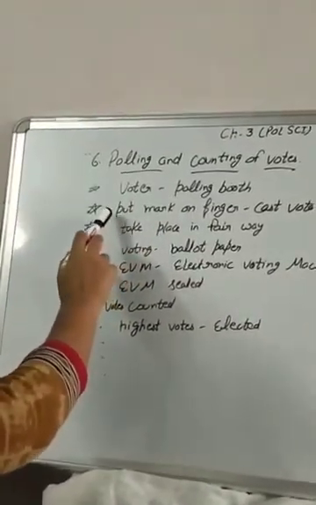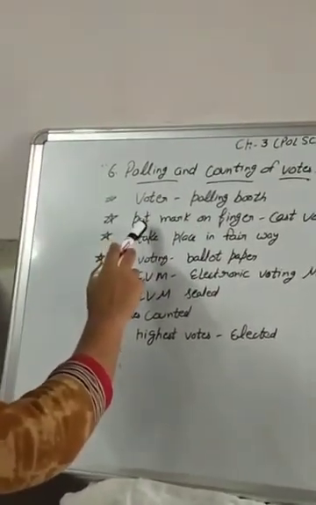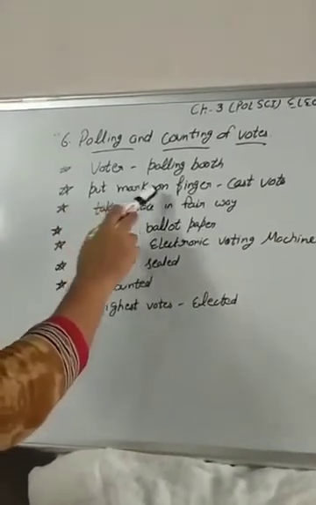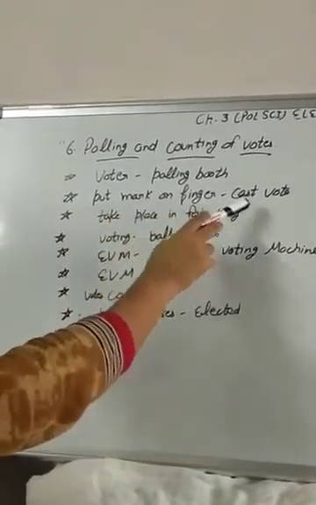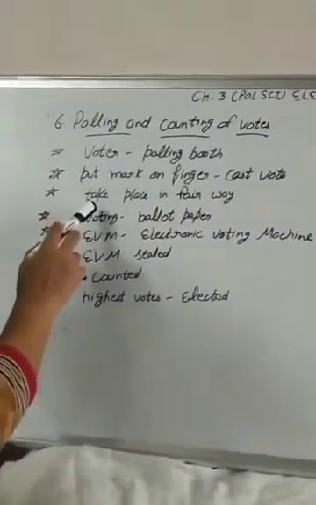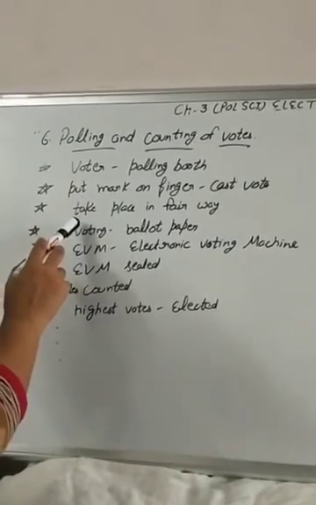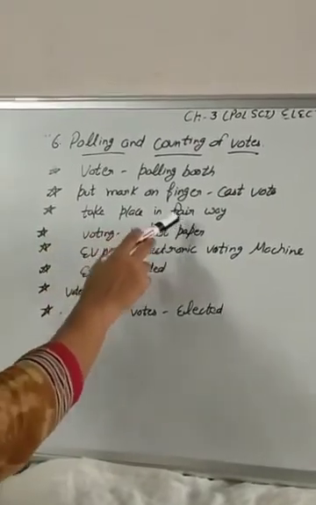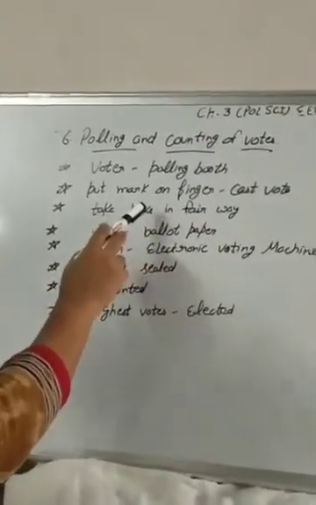Once the voter goes inside the booth, the election officer identifies them, puts a mark on the finger and allows them to cast their vote. An agent of each candidate is allowed to sit inside the polling booth and ensure that voting takes place in a fair way, that no one is casting a wrong vote.